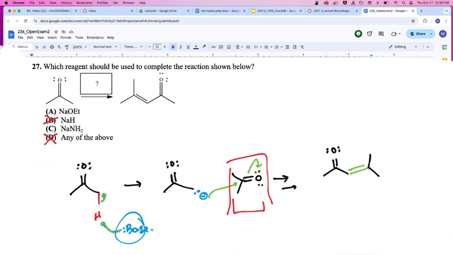Why do you want the weaker base? Because you don't want it to deprotonate everything. You want it to just deprotonate that one thing. You only want a small amount of deprotonation. You actually want this acid-base reaction to be reversible. Sodium hydride was a bad choice because it's not reversible, it's irreversible. Do you know about the reversibility with the NH2 and the OEt? Oxygen is reversible. Why is the oxygen reversible?